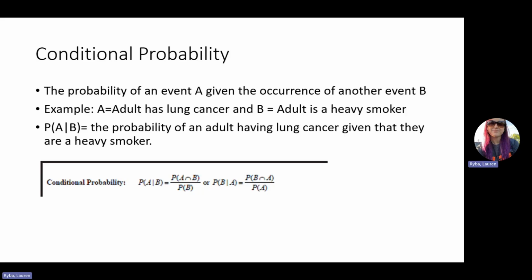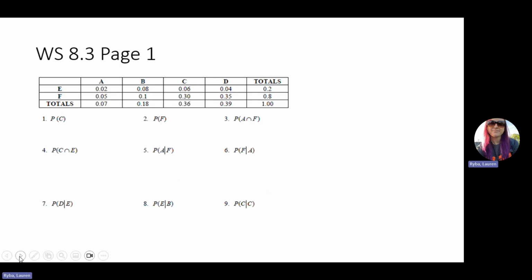A lot of times for problems like this, you're going to have a table so that these probabilities are easily found. For the first 9 examples, we're going to use this table. If you want to copy that table down, the columns are the values A, B, C, and D, and the rows are E and F. If you sum all the totals of your columns, you will get 1. If you sum the totals of your rows, you will get 1.